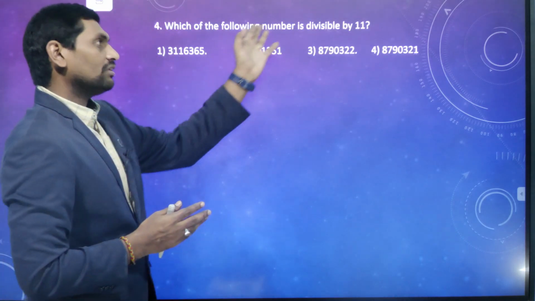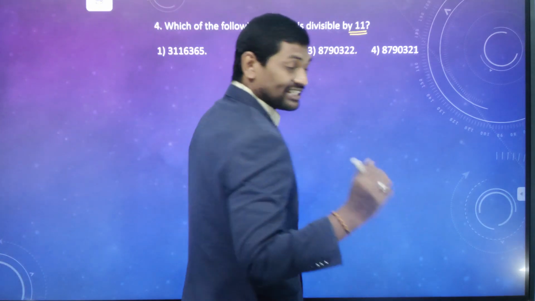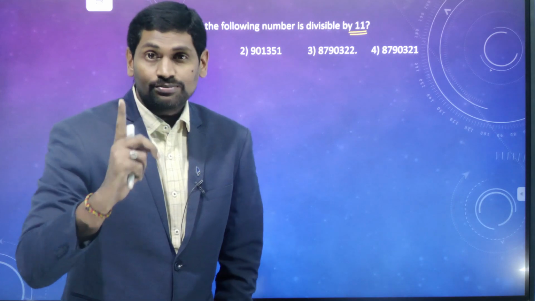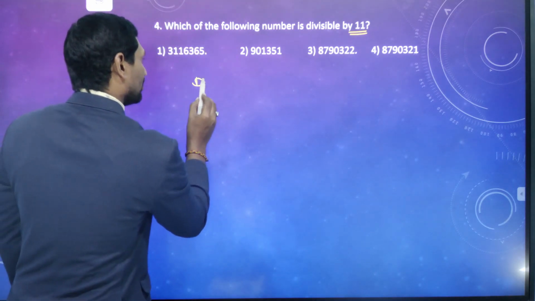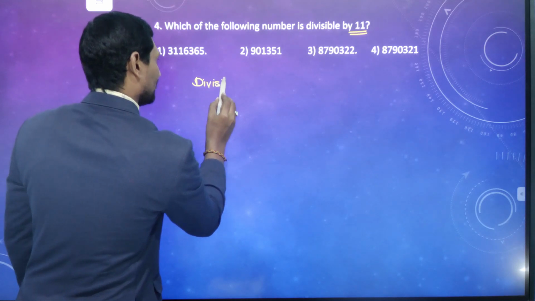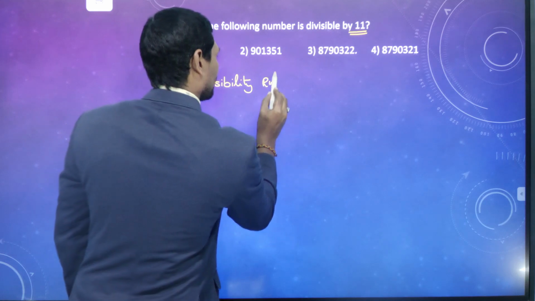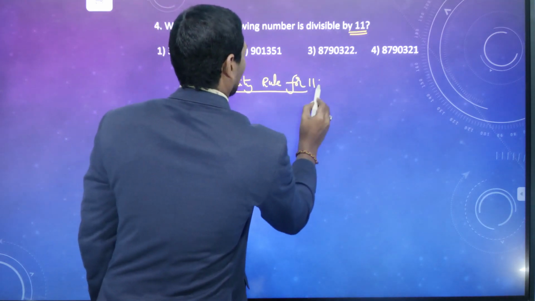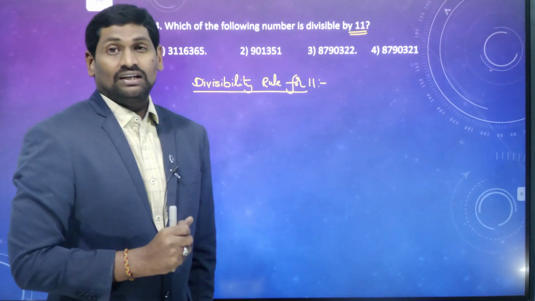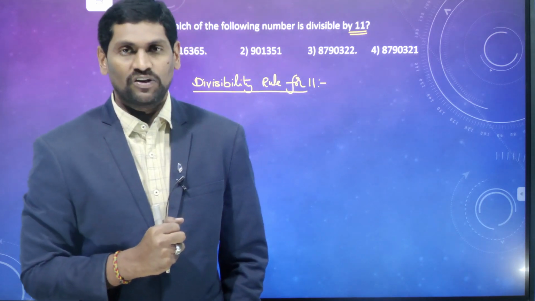Which of the following numbers is exactly divisible by 11? Now here we should discuss the divisibility rule for 11. So whenever a number is given, we have to check the even place digits and odd place digits of the number.